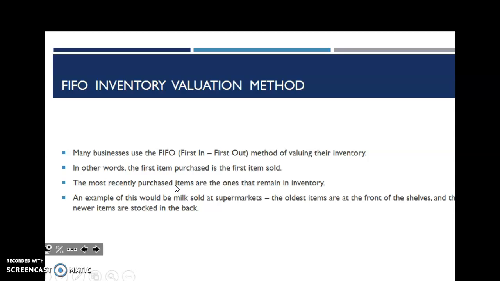An example of this would be milk sold at supermarkets. The oldest items are at the front of the shelves, and the newer items are stocked in the back. And you would sell the older milk first because it's perishable, and you would want to sell the first ones you received before you sold the newer ones.